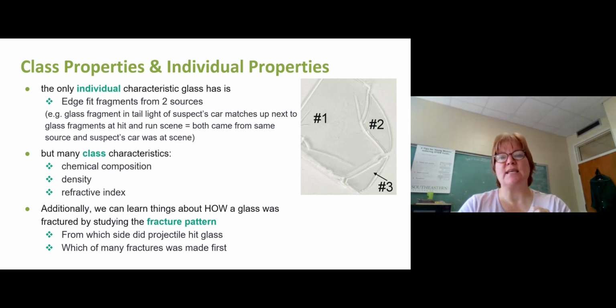Also, if something hits a piece of glass and goes through as a projectile, like a bullet going through a piece of glass, which is the typical context, I can study the fracture pattern if the glass is kind of intact. I can tell which side the projectile hit the glass from, and from which direction the projectile came. Also, if there are multiple bullet holes, for instance, I can tell the order of the bullet holes, which one was shot first and which one later, and that can be helpful in detective work.